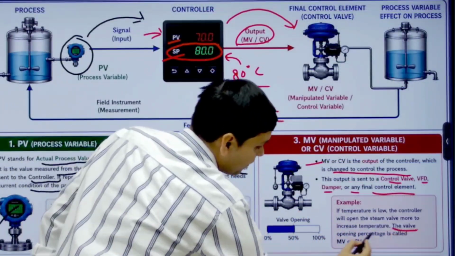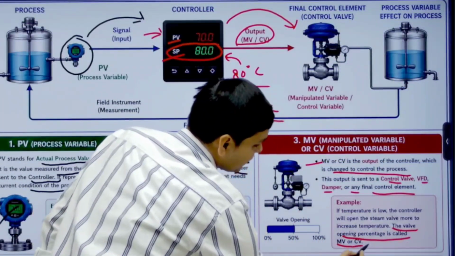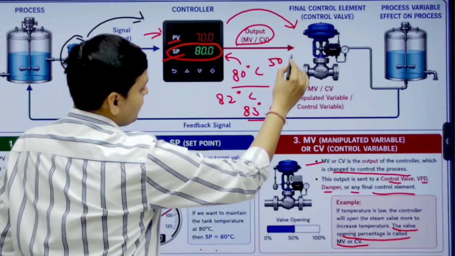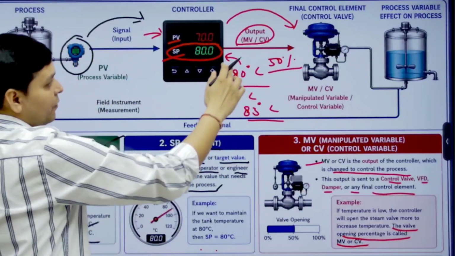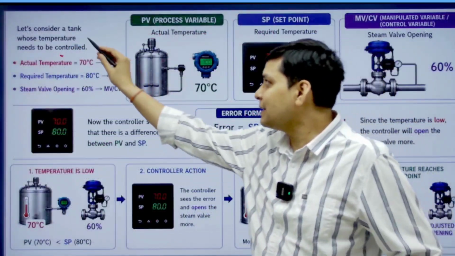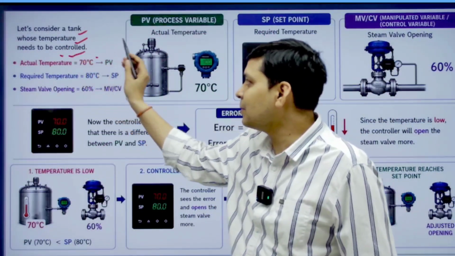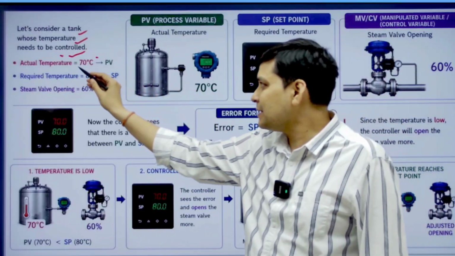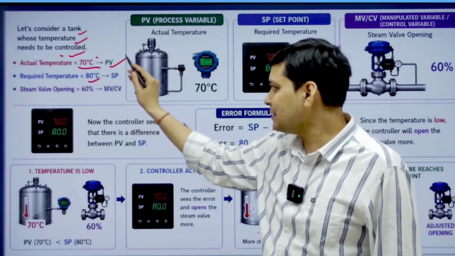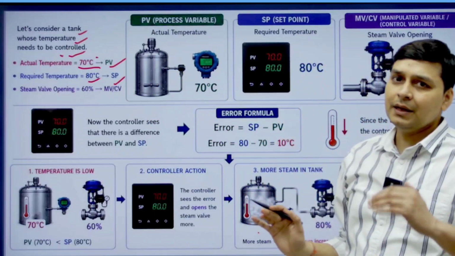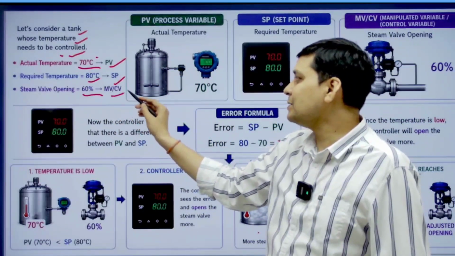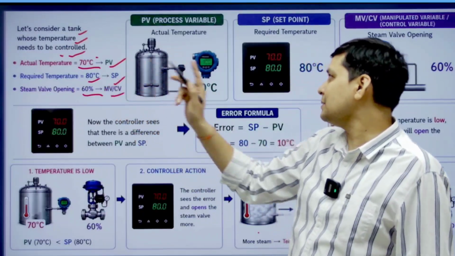The valve opening percentage is known as MV or CV. Suppose the valve is opened 50%, then the value of CV will be 50%. Friends, let's consider a tank whose temperature needs to be controlled. Suppose actual temperature is 70 degrees Celsius, that is known as PV. Required temperature is 80 degrees Celsius, that is known as SP. And if steam valve opening is 60%, then MV or CV will be 60%.